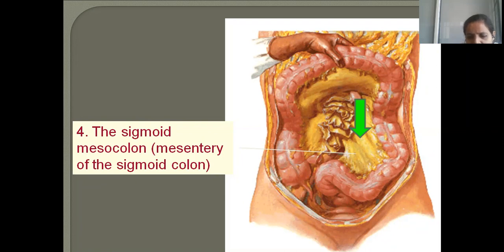Hemalata? Yes, ma'am. So now see here, what is this I said? Ascending colon. This one? Transverse colon. What is this? Descending colon. What is this, S-shaped? Sigmoid. Then rectum, anal. Now see here, the part of the peritoneum which is suspending the sigmoid colon is called sigmoid mesocolon. Okay, so this is sigmoid mesocolon.